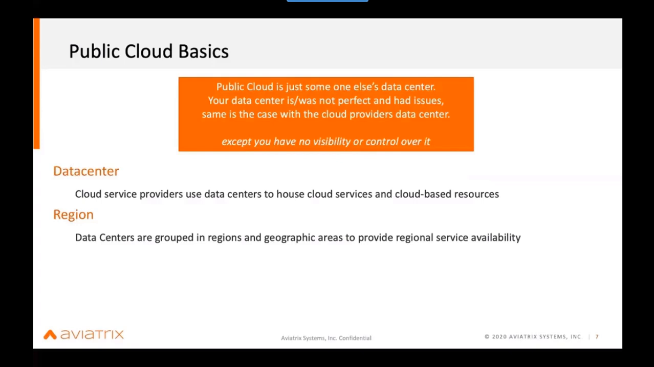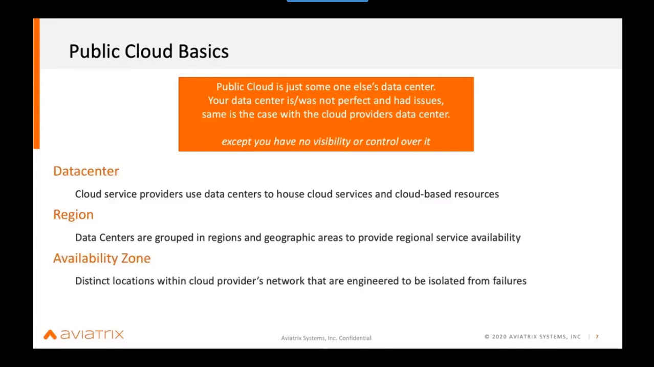So you will hear, for example, Azure will say US East, East US, East US 2, West US, West US 2. So these are different regions. You have different cloud providers spinning up new data centers in these regions. And each data center has resiliency built into it from a lot of different networking and physical aspects.